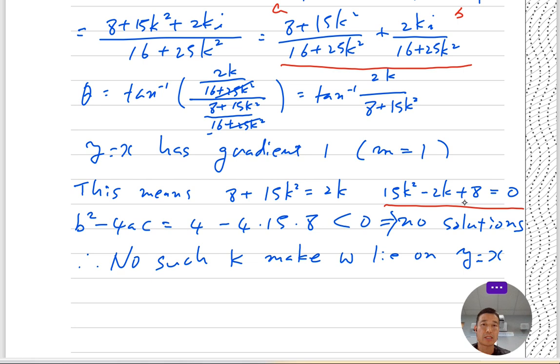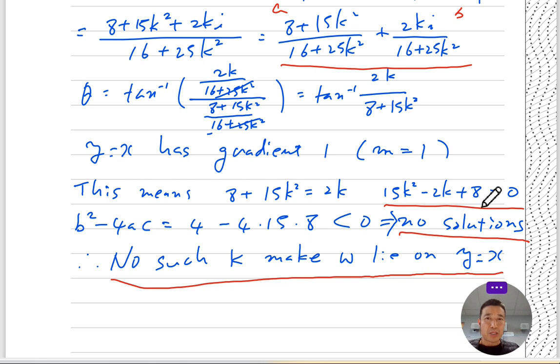So which means in this case b squared minus 4ac, so 2 squared is 4 minus 4 times 15 times 8 is negative. Well, it is negative, isn't it? Yeah, because 4 minus such a big number, yeah, it is negative. So that shows no solutions. So you can conclude that no such k makes w lie on y equals x. All right. So this question requires some abstract thinking, I believe.